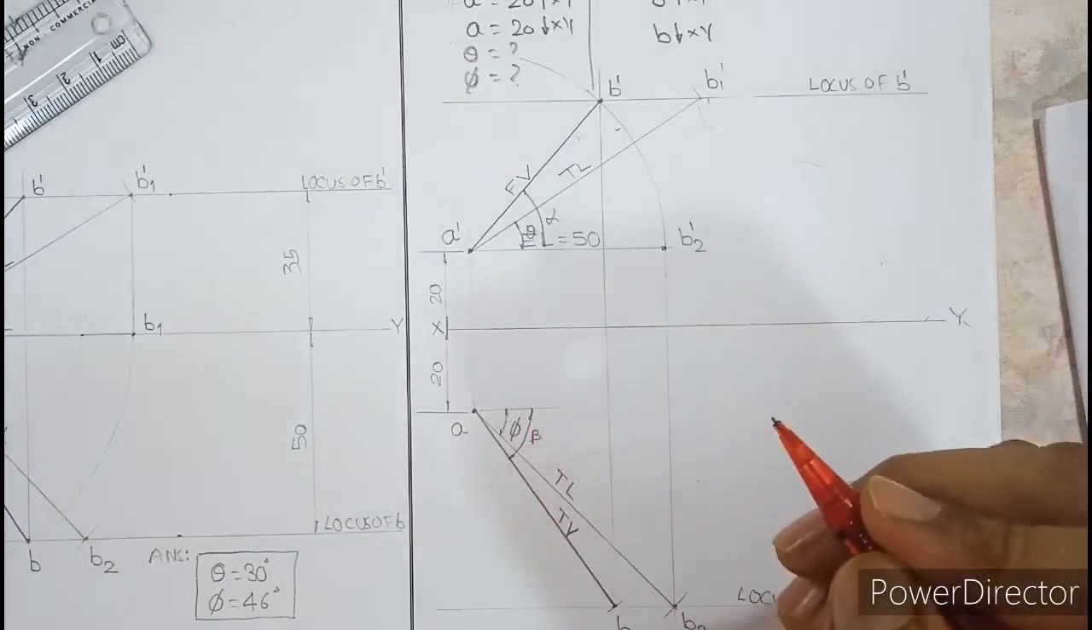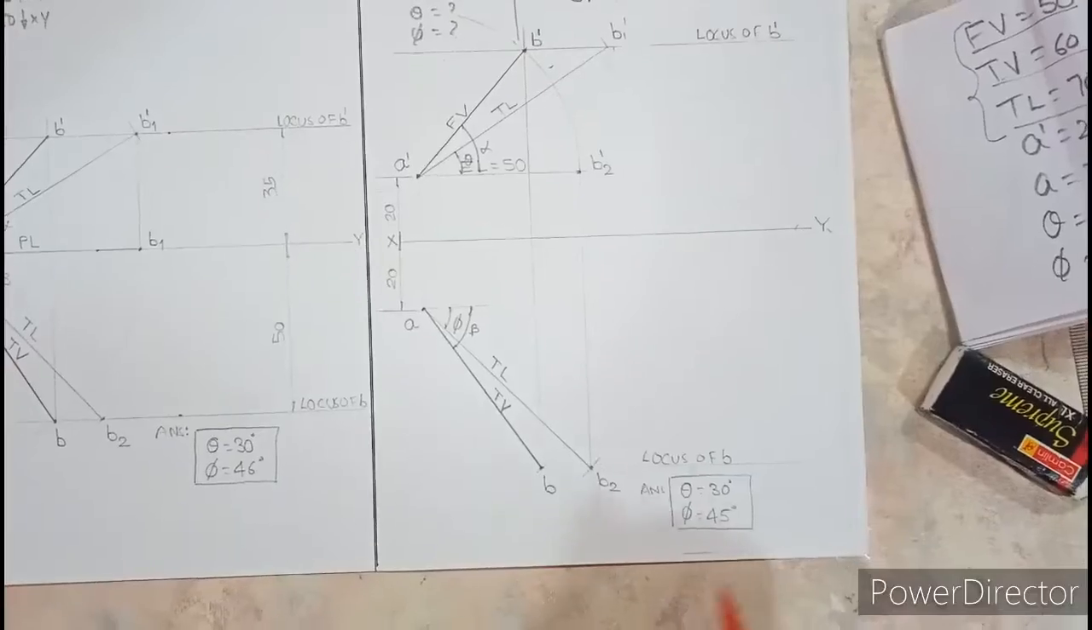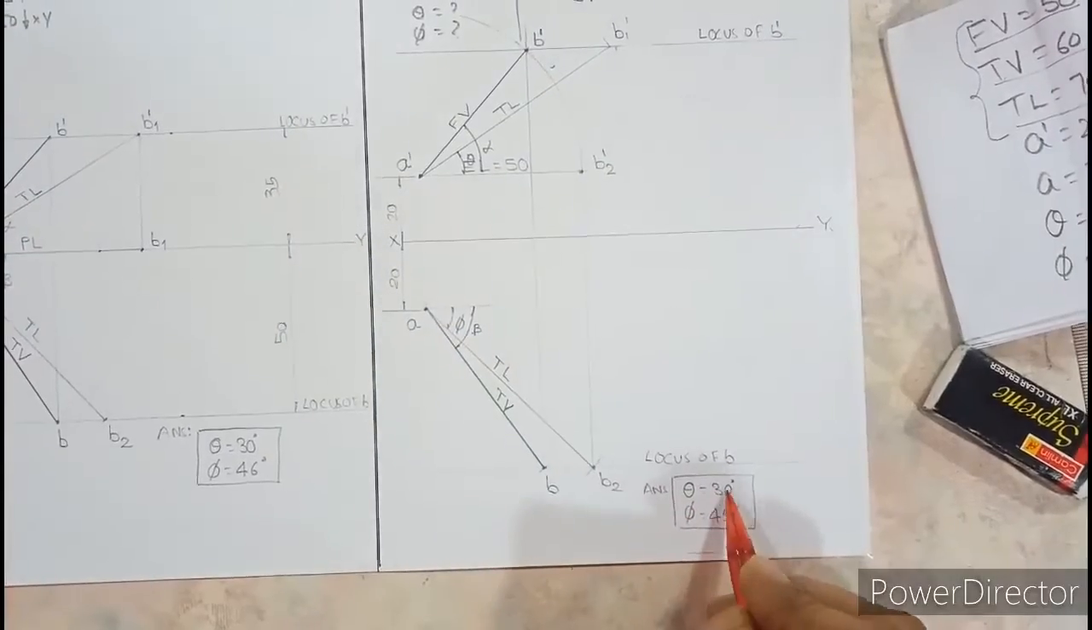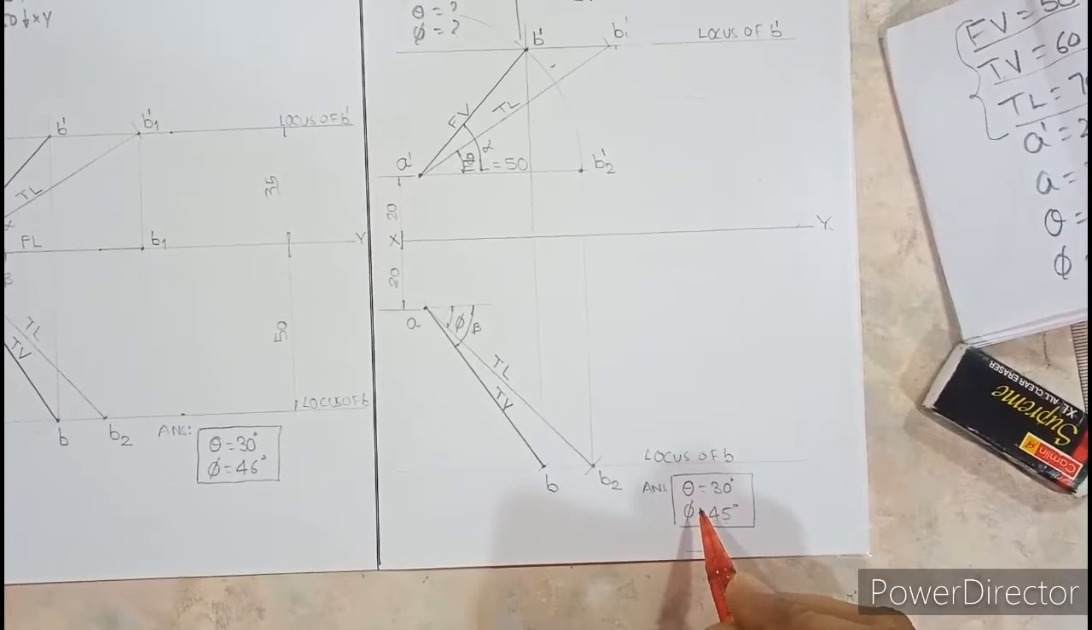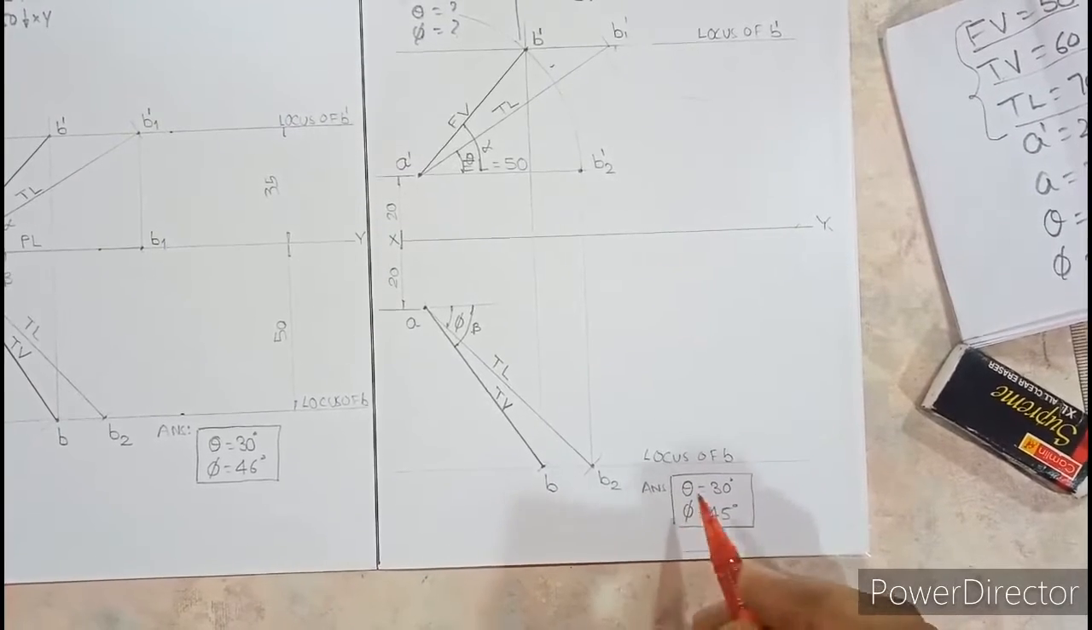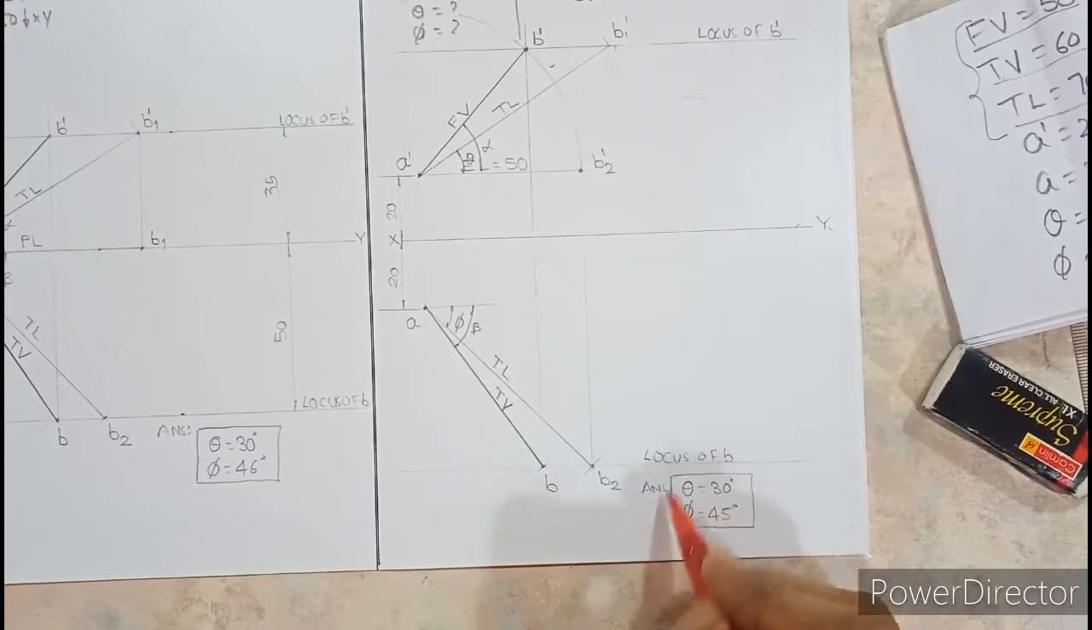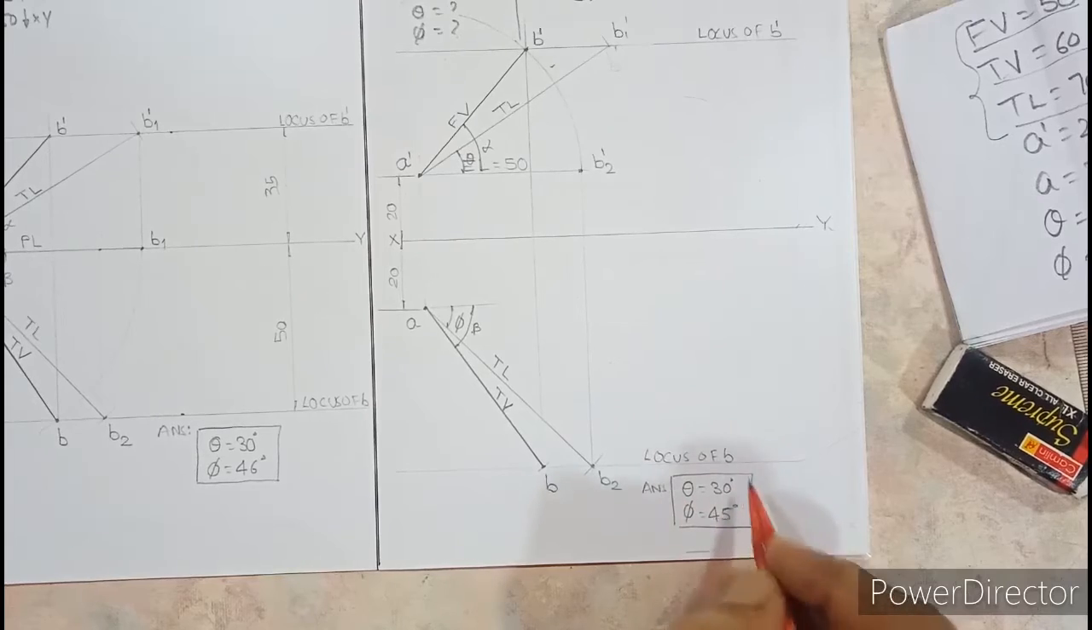So the drawing of projections is over. Now we need to measure theta and phi. If we measure theta and phi, it comes out to be 30 and 45. So I would like to tell all of you that the questions are intentionally designed so as to get theta 30 and phi 45. In exam, this might not be the case. So don't be tense if you don't get 30 and 45. It depends upon the question data.